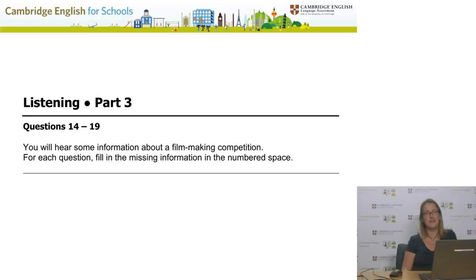So let's look at an exam task now and think about how you can use it to develop your learners' listening strategies. This is the rubric or instructions from a Part 3 preliminary listening task. You could give your students just these instructions before they do the task. As you can see, they say, you will hear some information about a filmmaking competition. So, ask your students what kind of information they expect to hear.